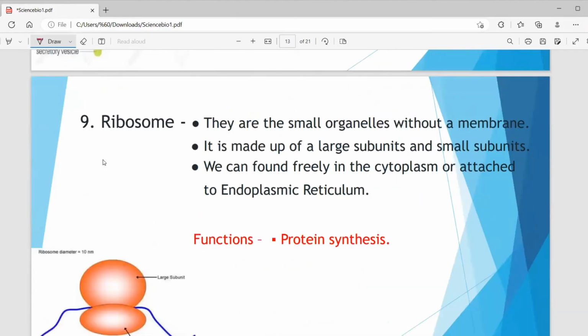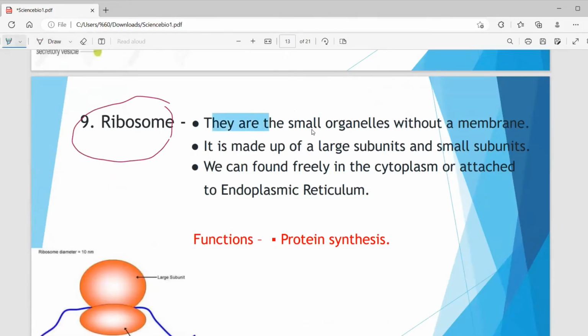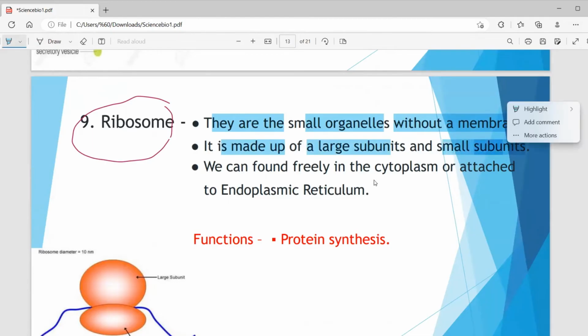So next one is ribosomes. They are small organelles without a membrane, and each is made up of a large subunit and a small subunit.